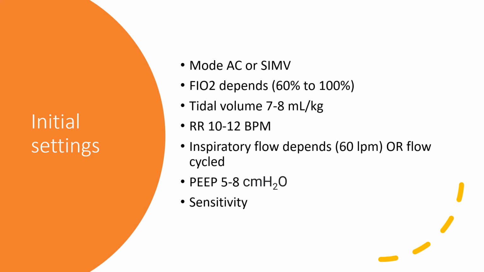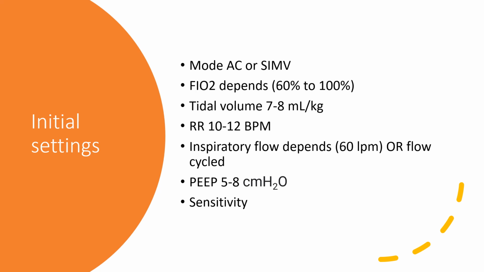Inspiratory flow. If you're using assist control, you want to start them off at about 60 liters per minute. If you are doing any kind of flow-cycled ventilation, for example, PRVC or autoflow, you don't have to set your inspiratory flow because it's all automatic. Remember, if you're in pressure control ventilation, PRVC, autoflow, VC+, inspiratory flow is automatic. It's based on the patient's inspiratory demand, so you don't have to worry about it.